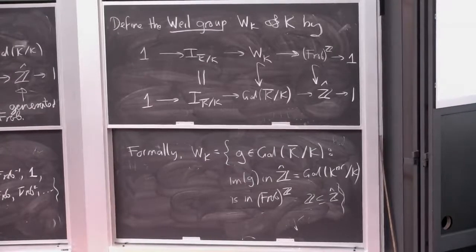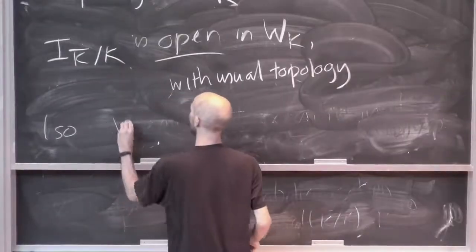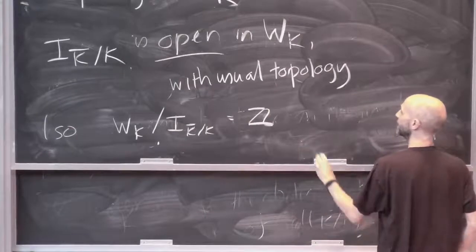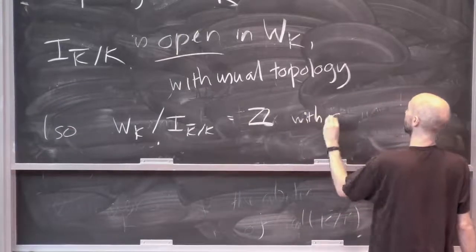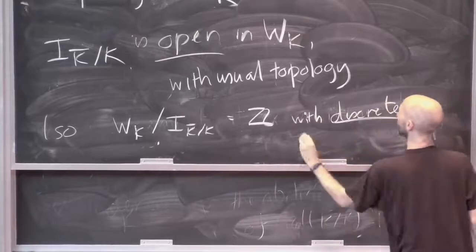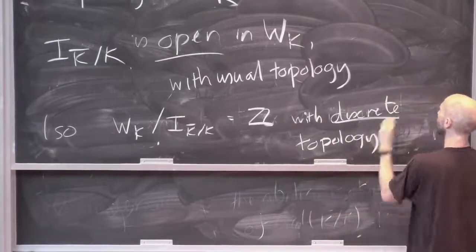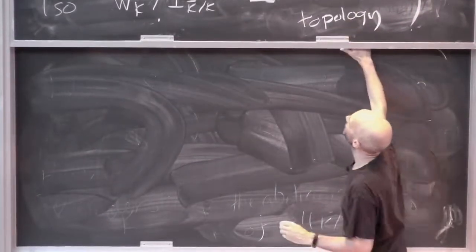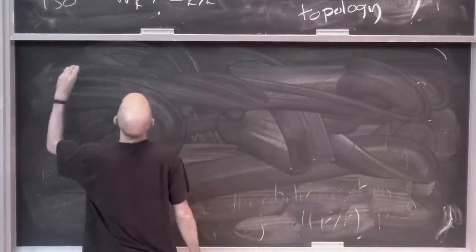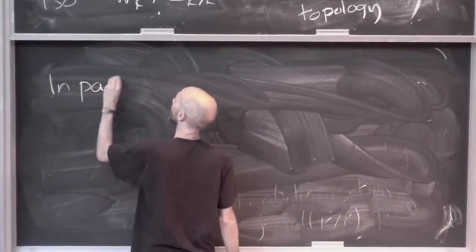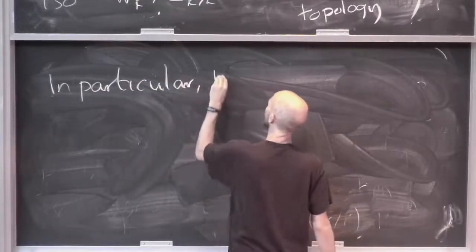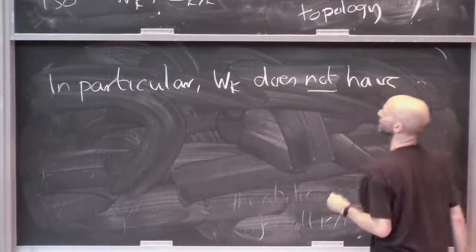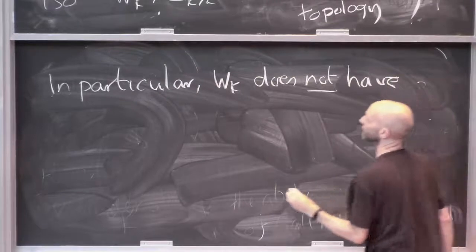And so that means W_K modulo the inertia group is Z. And what's the topology on this? This will be with the discrete topology, right? In particular, this was something that confused me at the time when I was learning this stuff. In particular, W_K does not have the subspace topology. It is a subgroup of this Galois group, but it doesn't have the subspace topology.